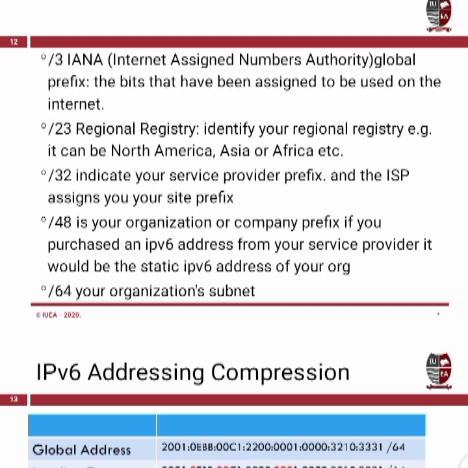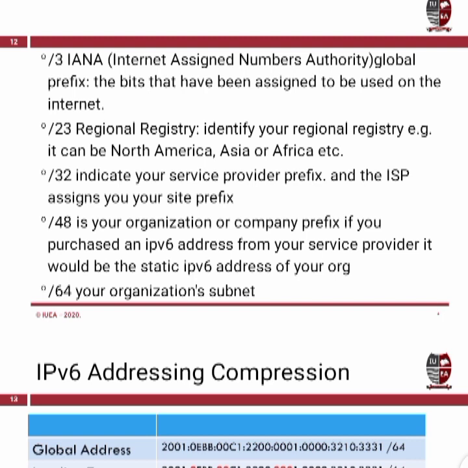IANA, Internet Assigned Numbers Authority, global prefix: the bits that have been assigned to be used on the internet. Regional registry identifies your regional registry, for example North America, Asia, or Africa.